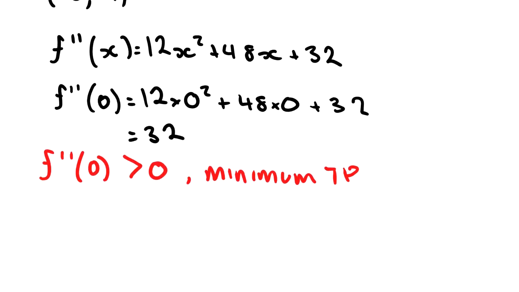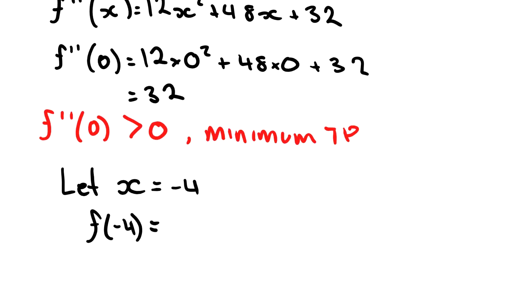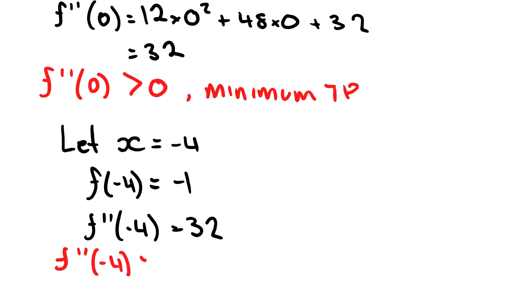Now that we've done that, we need to do the exact same thing for all the other x values we found. I'm not going to write out every step, but I will show you the answers. So let x equal -4. I want to find my y value, and that ends up being -1. Again, I'm not going to do all the working because it's just what we did previously. My second derivative here came out as 32, and because f''(-4) is greater than 0, we have a minimum turning point here.